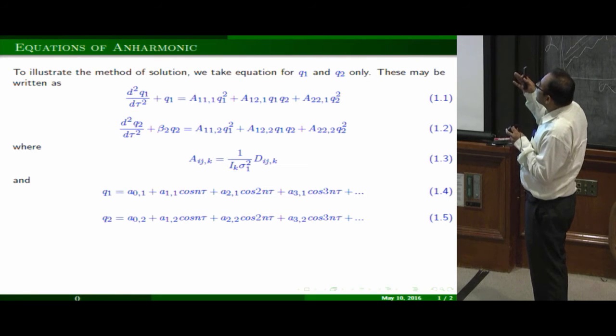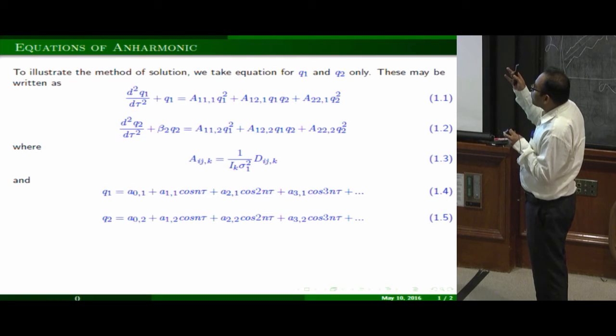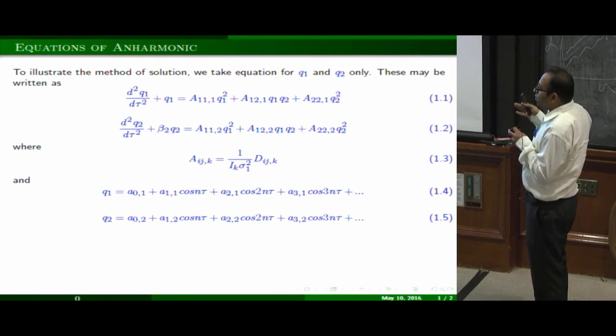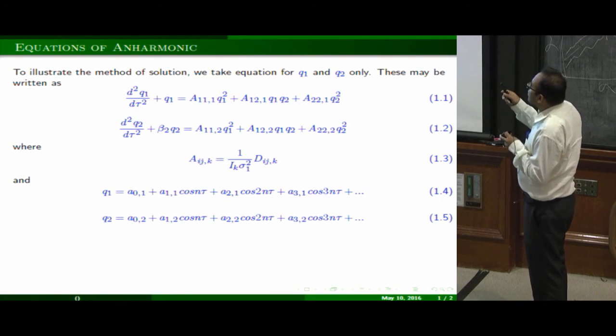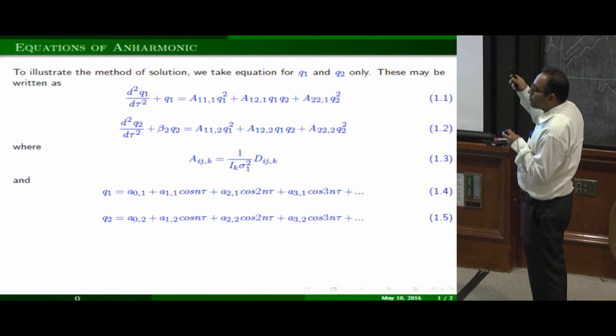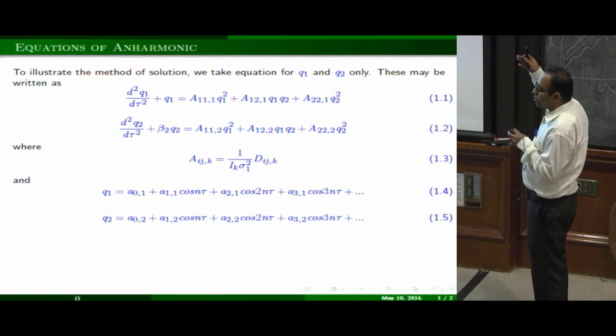Put this value of q1 and q2 in equation number 1.2. I have found the values of the coefficients a01, a11, a21, a31, and so on. By solving numerically using the Simpson's 1/3 rule and the RK method of order 4, I solved these two equations, 1.1 and 1.2.